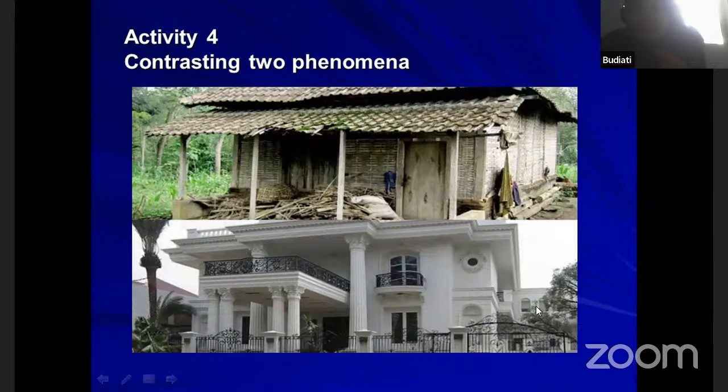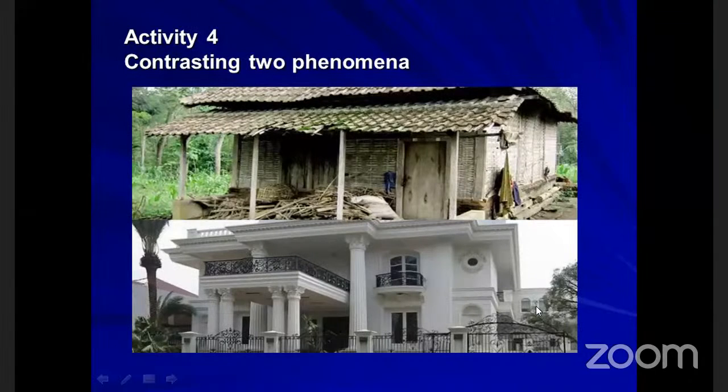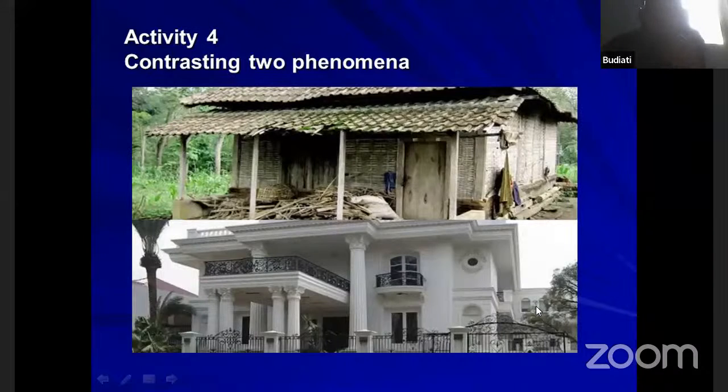And then I'd like to call another one. Okay, Miss Siti Eva. Yes, ma'am. Okay, please. According to me, there are many differences from the picture. For example, the simple house and luxurious house, the cheap house and the expensive house. Usually the picture one is in a village and the picture two in a town square. Enough, ma'am. Okay, thank you, Miss Siti Eva.